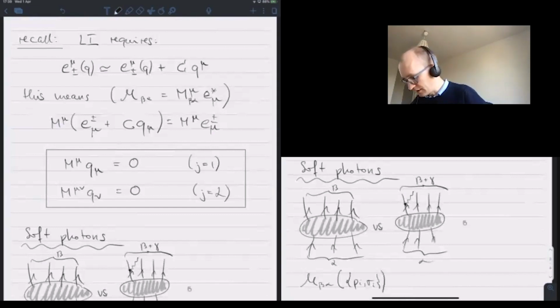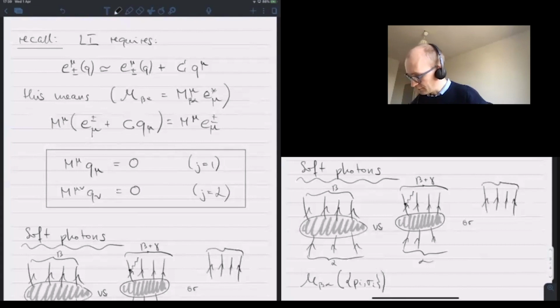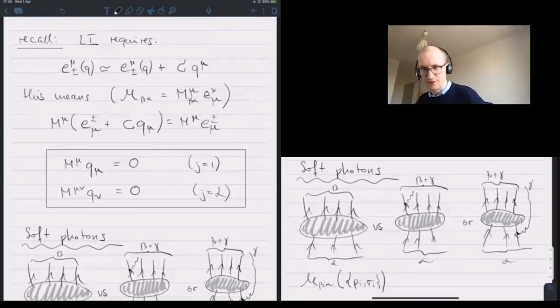Or, of course, we could have the case where we have the same outgoing lines. We still have a beta plus photon, but we will, of course, draw the photon as coming from an ingoing line. So now we have 1, 2, 3 of those, and we emit, let's say, the photon from here. This is our gamma, and this is still our alpha.